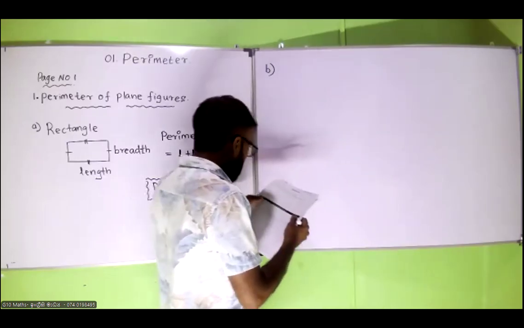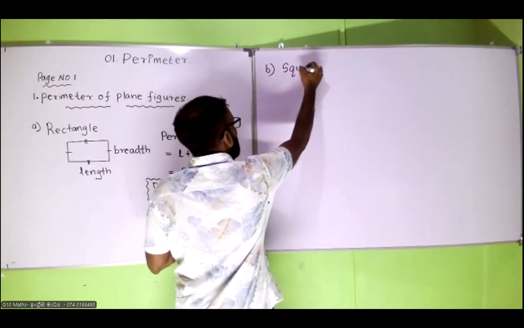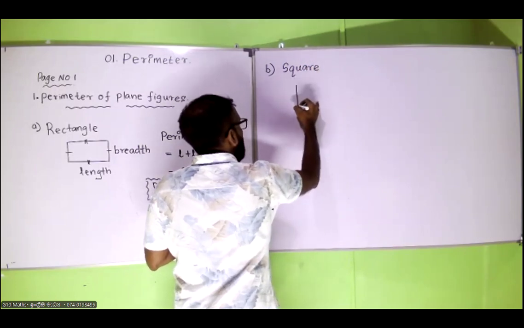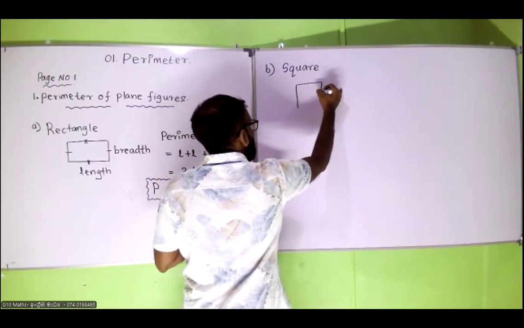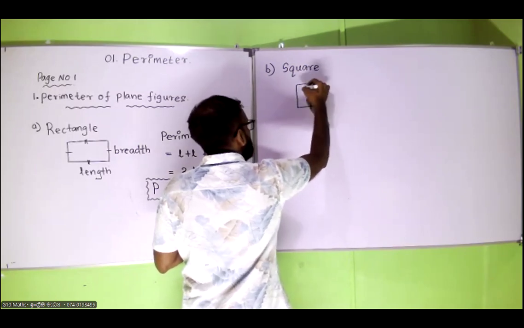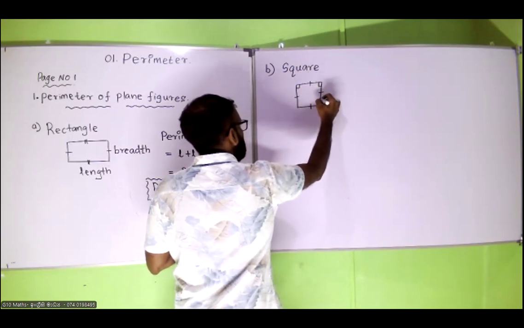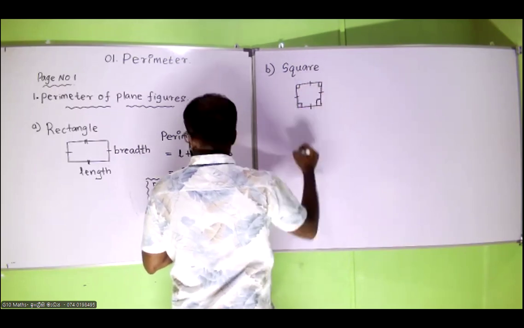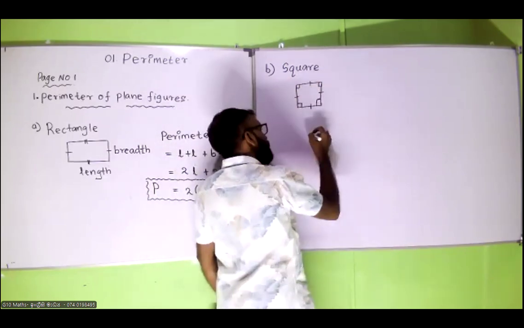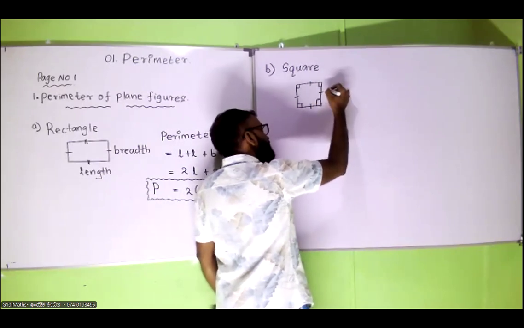Right. Square. What is a square? What are we telling as a square? All the lengths of the four sides are equal, and you know, guys, these angles are 90 degrees. So this is a square. I will take the length of one side as simply L.